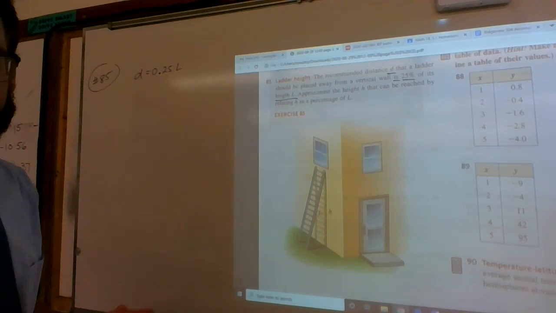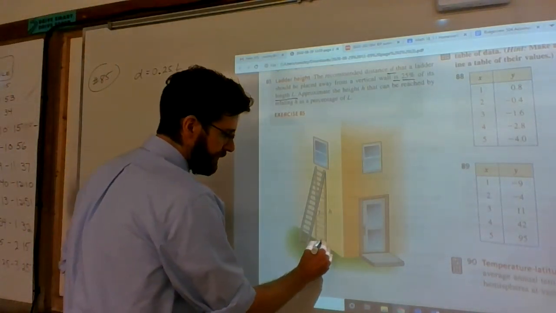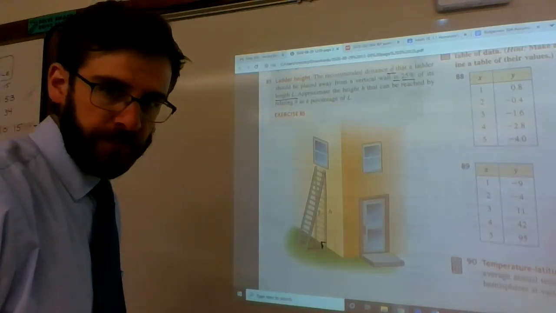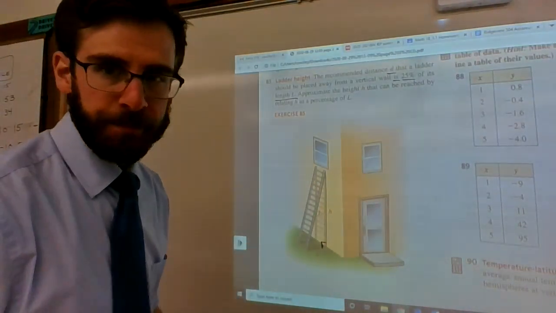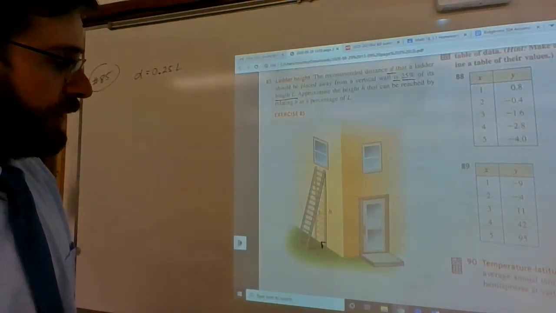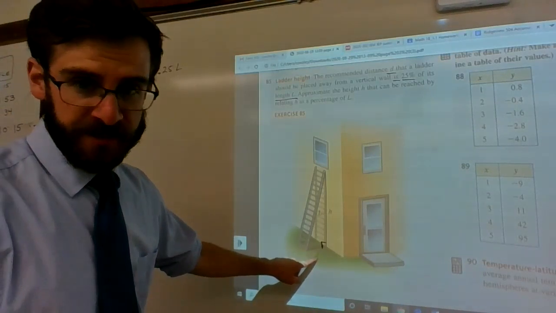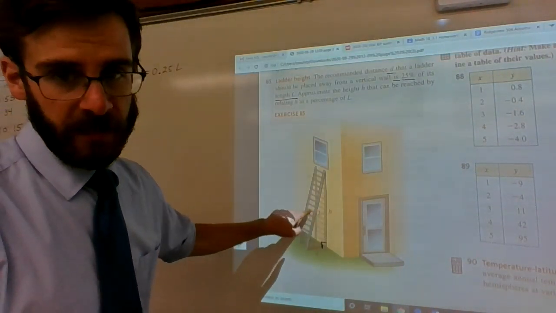Now, what's the other thing we have to work with? Well, we've got a right triangle relating the D to the H. They meet at basically a perpendicular angle there. So what we can do is use the Pythagorean theorem to say D squared plus H squared equals L squared.